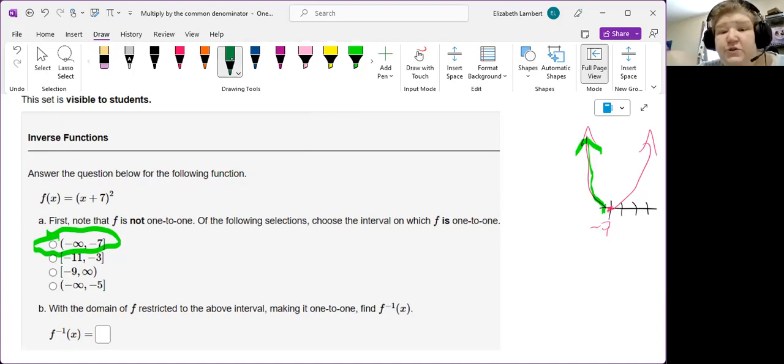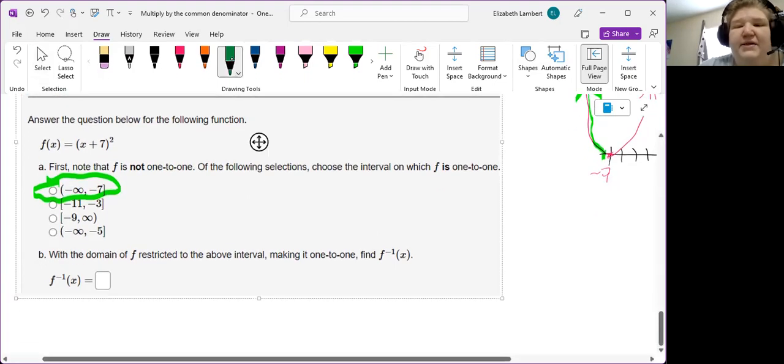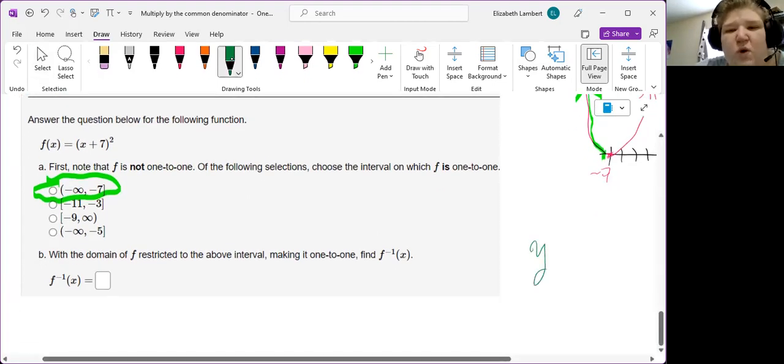Now, what we're going to do to find the inverse is the same steps we just did, it just won't look as ugly. But because of the squared, we're going to have that weird square root situation. All right, so I'm going to go ahead and change out for the y right away.